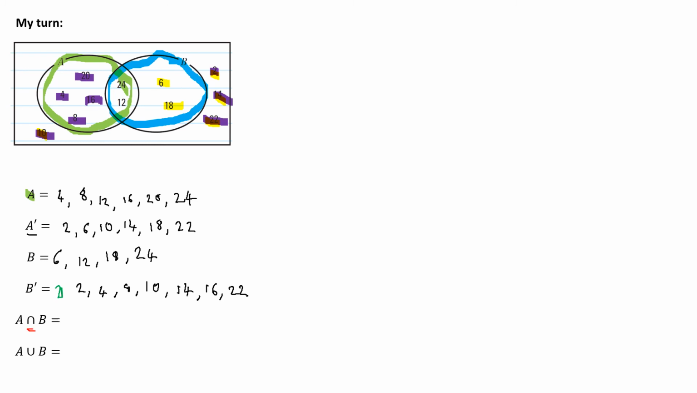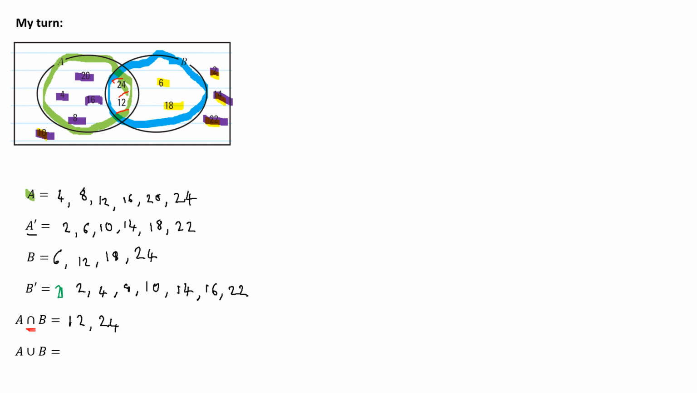And then here we are asked for A intersection B. This symbol here that I'm underlining in red means the intersection, which is the bit that's both A and B. So our intersection is just that section there. The members of the intersection are going to be 12 and 24.